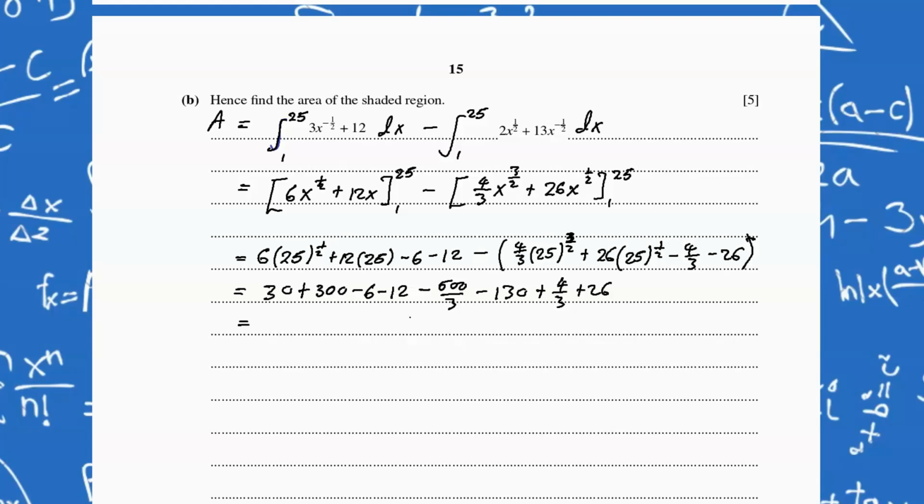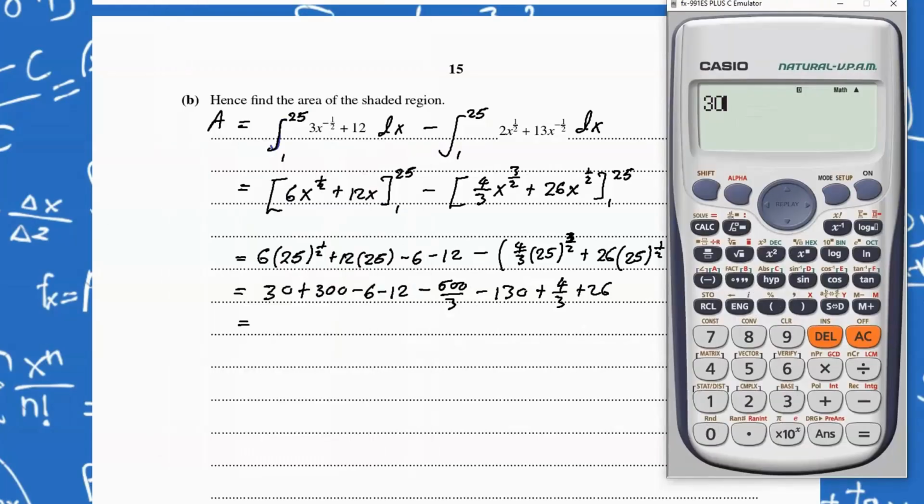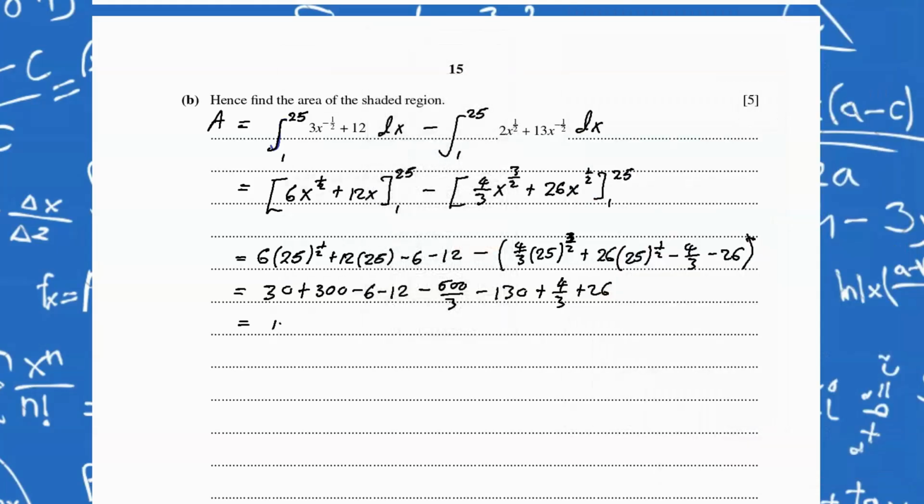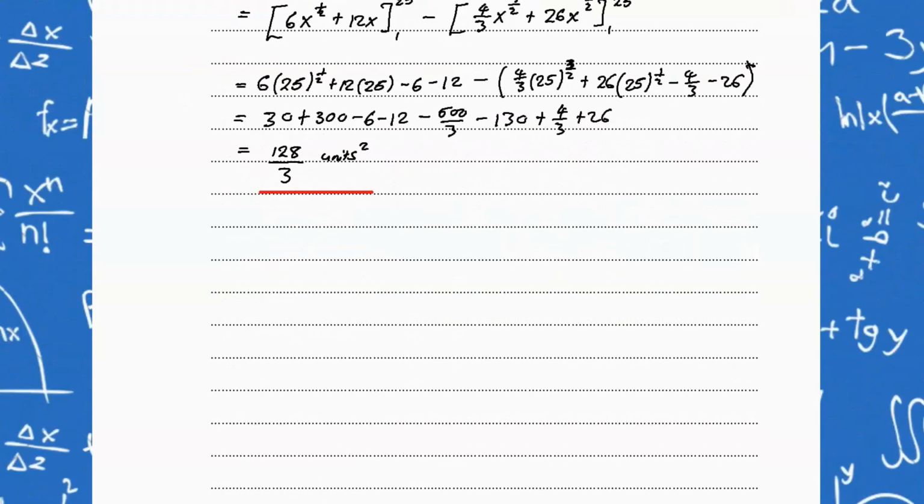All right, so basically we will need to simplify the thing that we have right here. So I'll just use my calculator. And here we get 128 over 3. So we have 128 over 3 units squared, and that's the answer right here to part B. And that's how we do it. All right, let's go on to the next question.